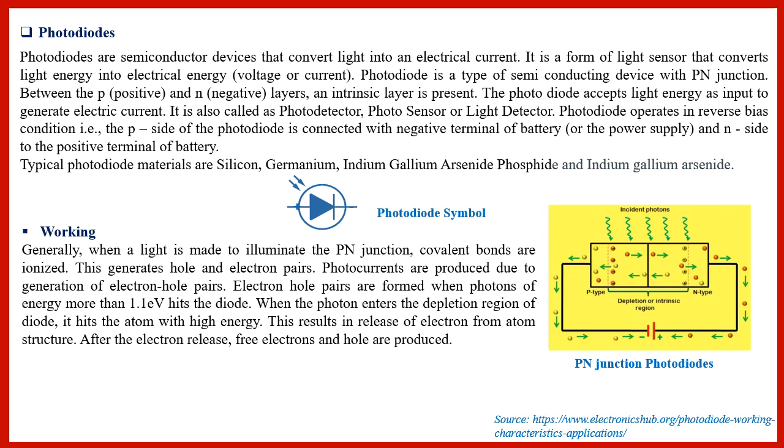A photodiode always operates in reverse bias conditions. That is, the P side of the photodiode is connected with the negative terminal of the battery, as can be seen in this figure, and the N side is connected to the positive side of the battery.